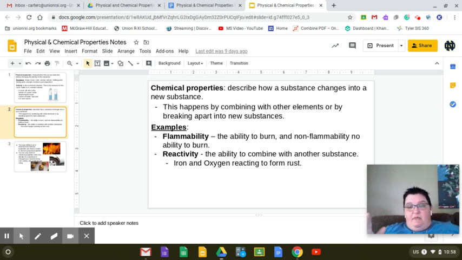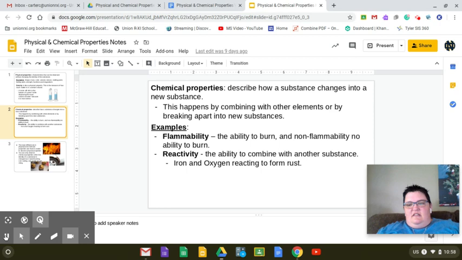Okay, but anyway, a chemical property describes how a substance changes into a new substance. This happens by combining with other elements or by breaking apart into new substances. Like I said, you're not creating something new; you're just combining or tearing apart what's already there. Examples of chemical properties would be flammability, which is the ability to burn, and reactivity, which is the ability to combine with another substance. Iron and oxygen reacting to form rust is an example of that.